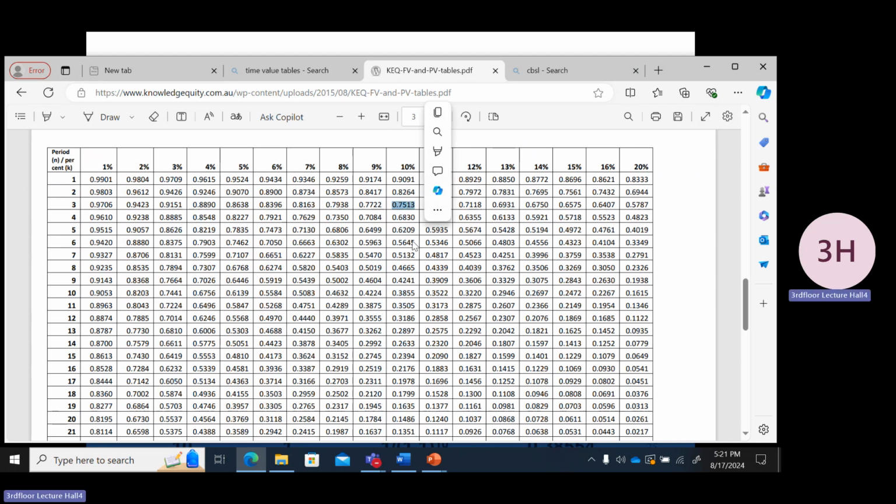Simply multiply this 0.7513 by 500,000. See whether you are getting this. So the factor is 0.7513. Multiply 0.7513 by the 500,000, and you will get this answer. So this is the present value.